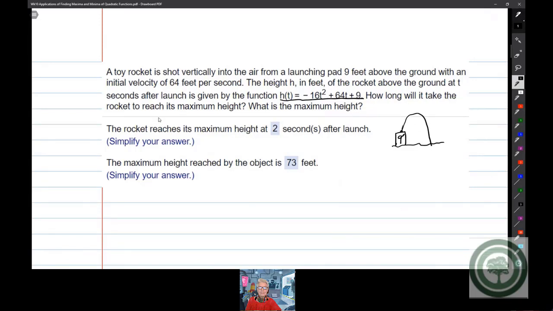How long will it take the rocket to reach its maximum height? And what is the maximum height? The vertex is (h, k). H is in the x coordinate position and K is in the y coordinate position. And note which variable is acting like an x. It's t. So the time it takes the rocket to reach its maximum height is going to be H. And the maximum height is K.